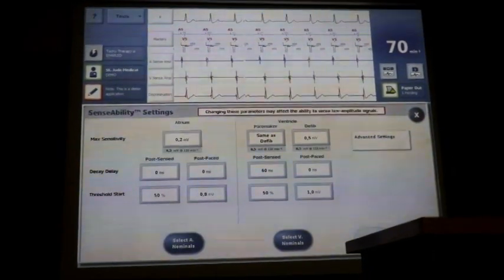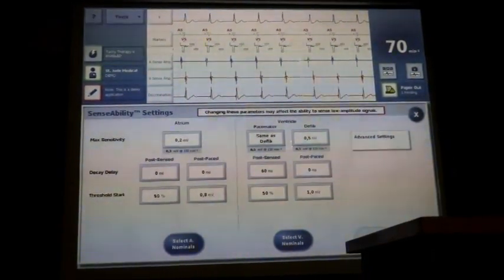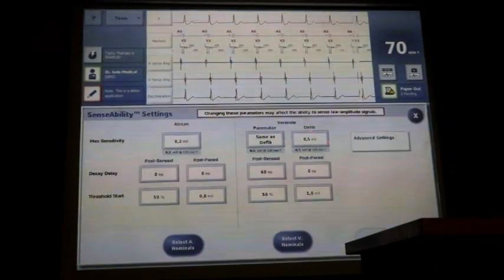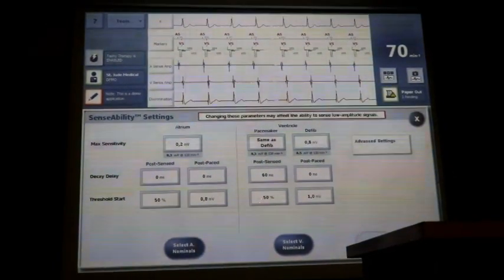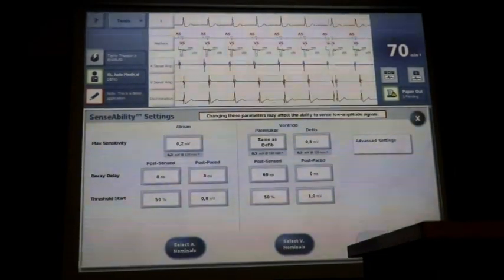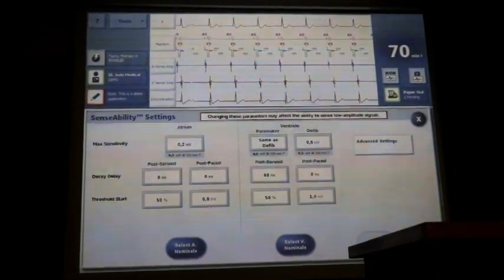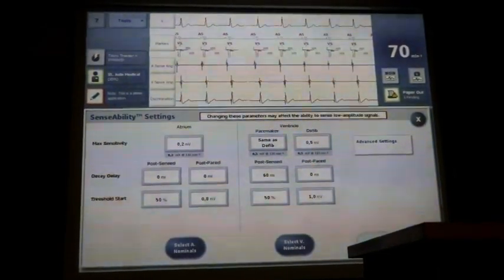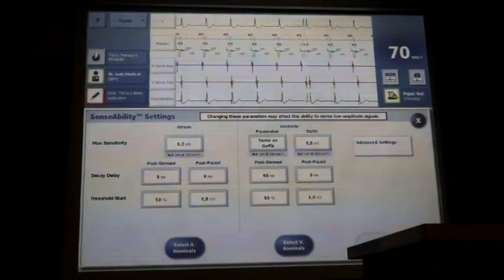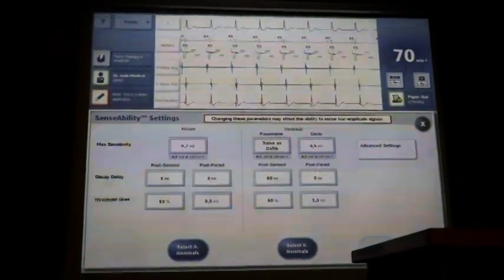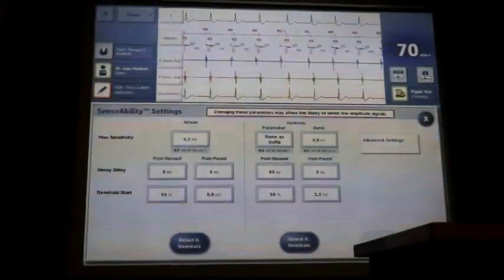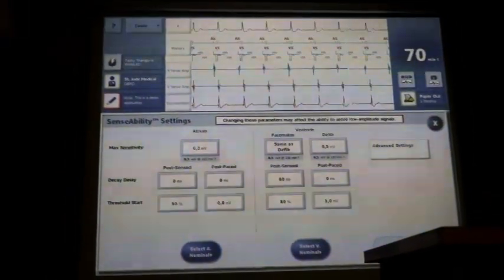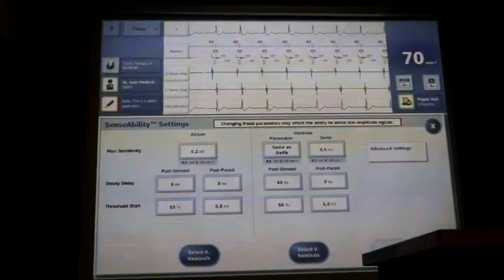So you can see on this screen here's the defibrillator sensitivity. The decay delay is 60 milliseconds, the threshold start is 50. These are the nominal settings on the device. When the device paces, because you're not getting an R wave, it goes to 0 millisecond decay delay and 1 millivolt sensitivity. So with V pacing, this is the start of the threshold.